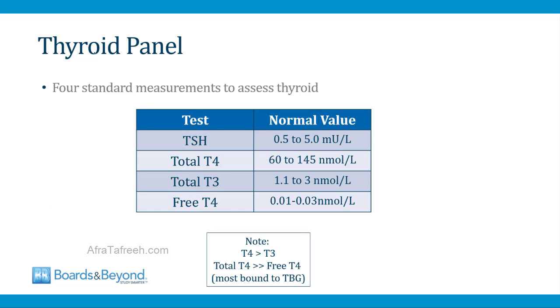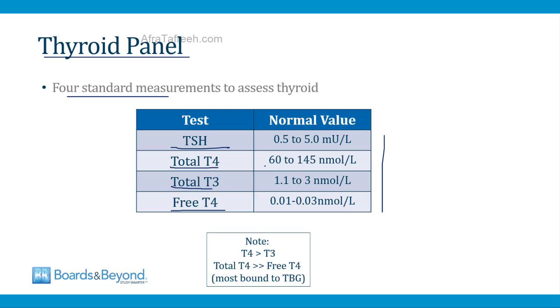When we want to assess thyroid function in a patient, we send a series of lab tests known as the thyroid panel, and it includes 4 standard measurements of thyroid function. The 4 measurements are the TSH level, the total T4, the total T3, and the free T4. I've shown the normal ranges on this slide, and I just want to point out a couple of things that hopefully make sense to you based on what we've been talking about.